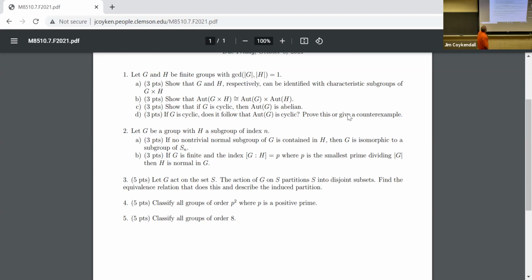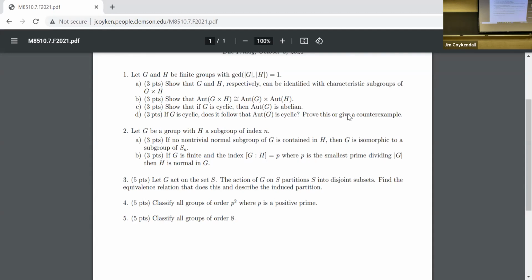Number 3. 3 should be actually, I think, pretty easy. Let G act on a set. The action of G on S partitions S into disjoint subsets. Find the equivalence relation that does this, because every partition corresponds to an equivalence relation, and describe this induced partition.